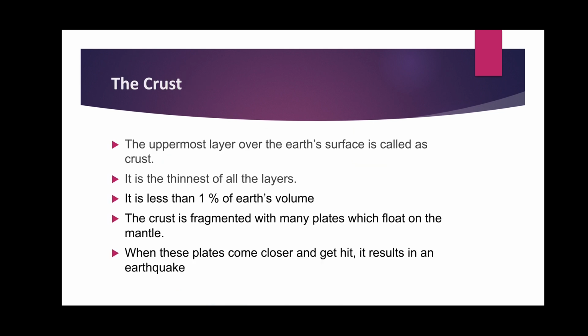Number one, the crust. The uppermost layer over the Earth's surface is called the crust. Out of all the three layers, the uppermost layer is the crust. Now this is the thinnest of all the layers. It is less than 1% of the Earth's volume. So if we take 100% down below the Earth, out of that only 1% is the crust.